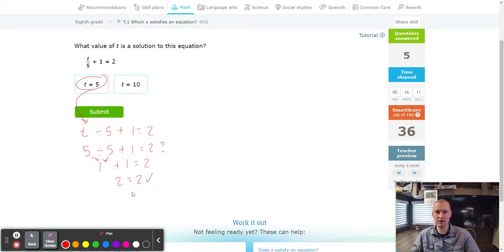So this fraction one that seems so difficult was one extra step, but we just changed fraction and division. Look how nice it came out. Got it done just like that. So t equals 5 is the correct solution.